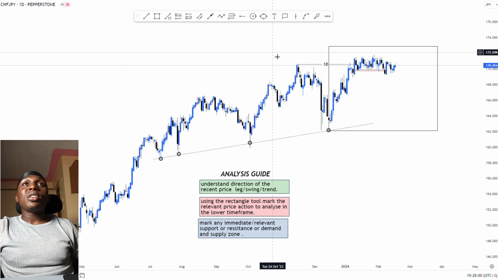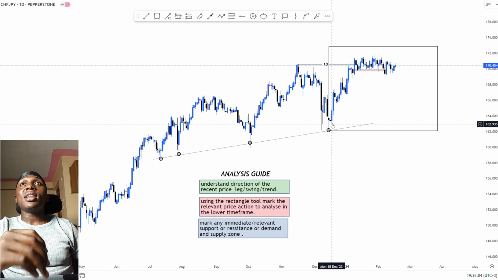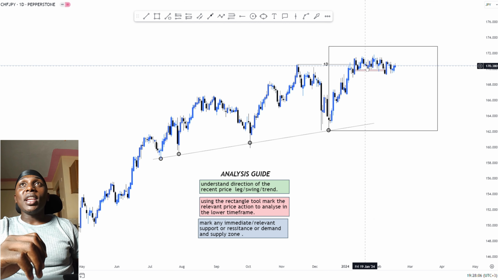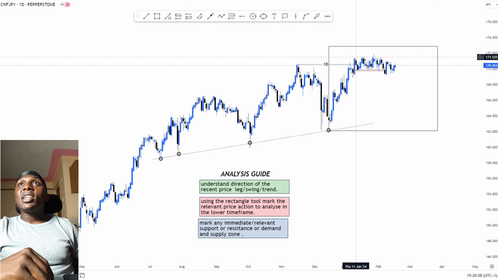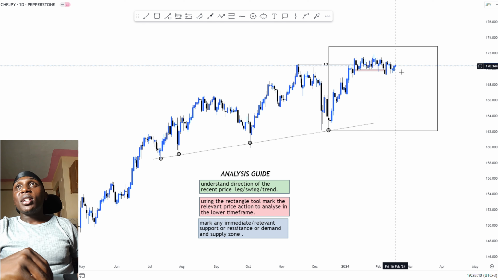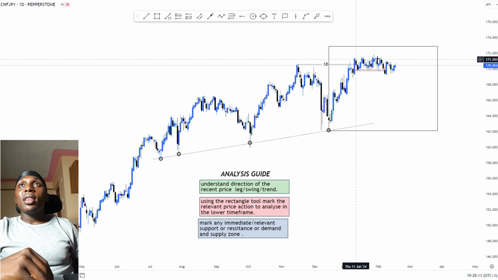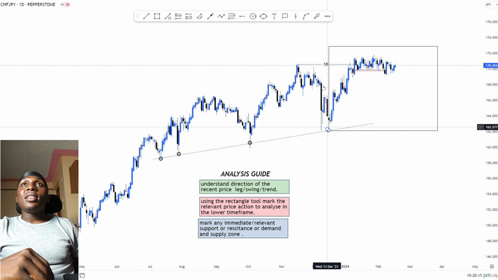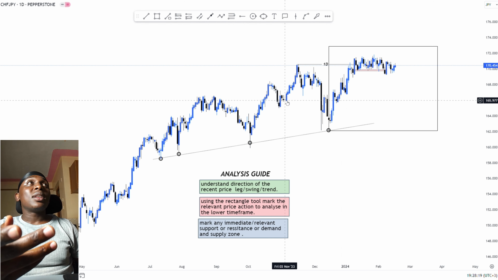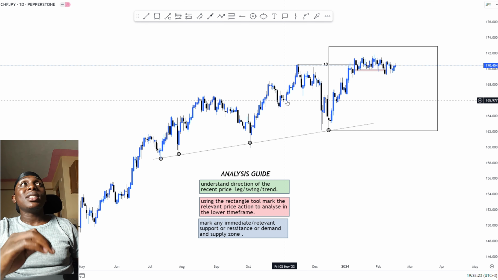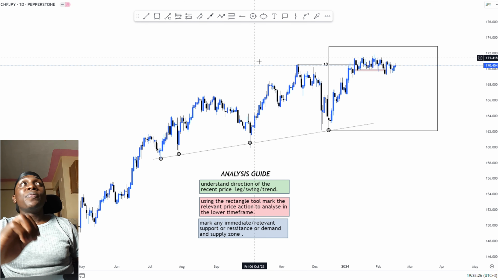On the daily time frame, there's not much to tell about CHFJPY. All that we can say is that the recent price was moving in an uptrend, and momentum kind of got exhausted around this area. This is the only price action which is relevant to us. There is no support or resistance on the daily time frame. So let's go to the 4-hour time frame and see what CHFJPY is trying to do.